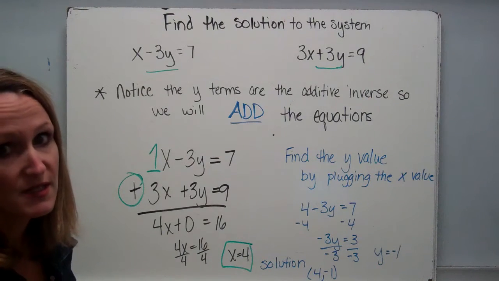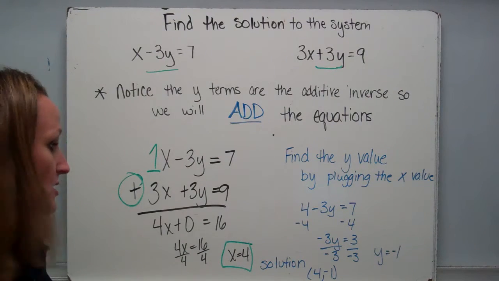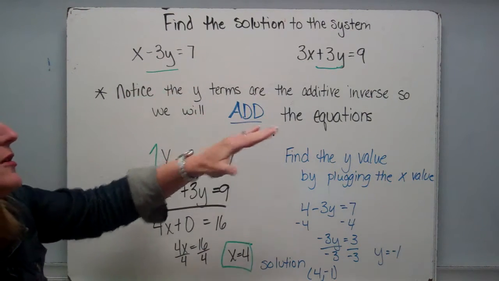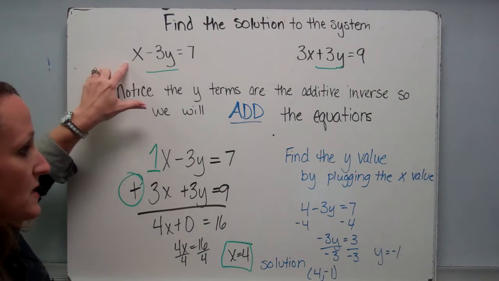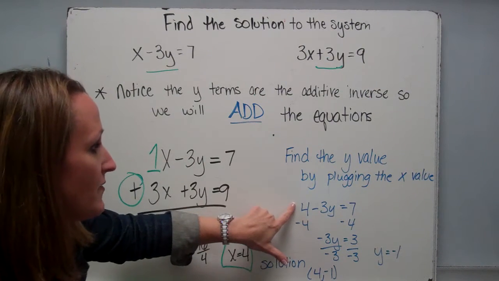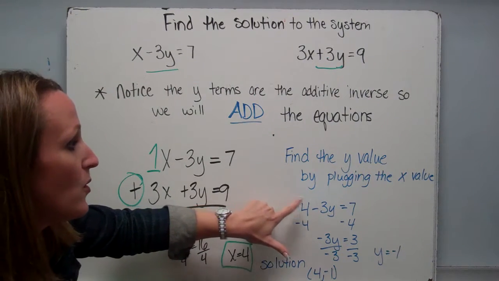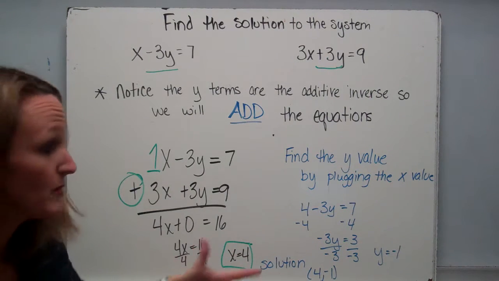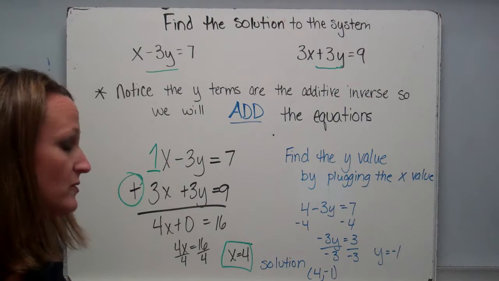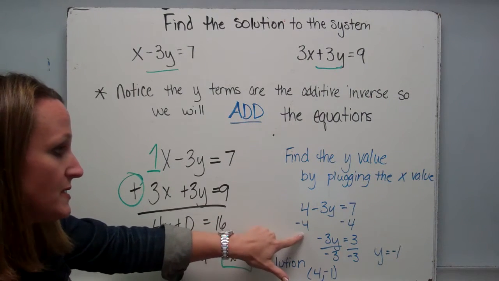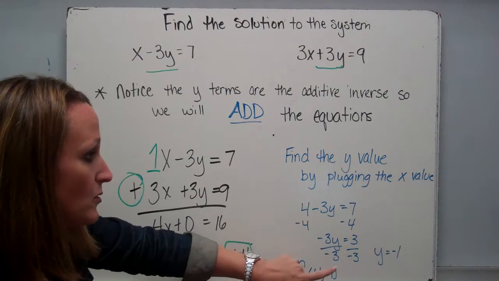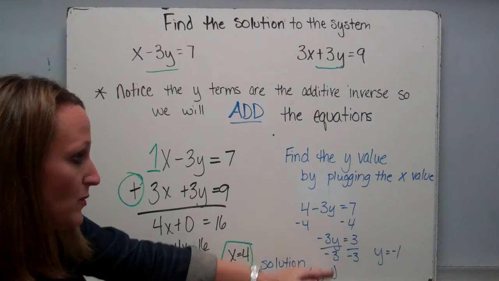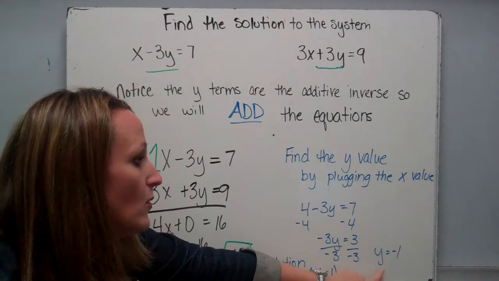But remember, with systems of equations, you need an ordered pair. So if we know x, how do we find y? We plug it back in. Either equation, but not both. I'm choosing the easier one. Plug in my 4 for my x. So now I have 4 minus 3y equals 7. How do I solve it? Well, my 4 is positive, so I subtract 4 from both sides. 4 minus 4 gives me 0 on this side. 7 minus 4 gives me 3 on this side. Divide the negative 3 away from the y, and I get y equals negative 1.